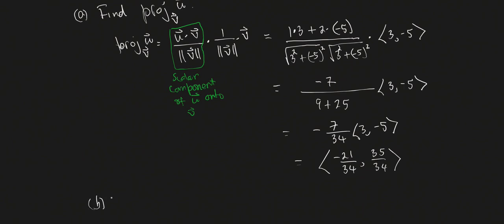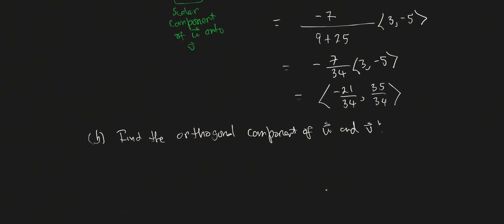Let's do part B. It says find the orthogonal component. So the orthogonal component of u onto v. So that's essentially the W2 vector. So that's where we take our original vector u. So this will be, it's going to be u minus the projection of u onto v.